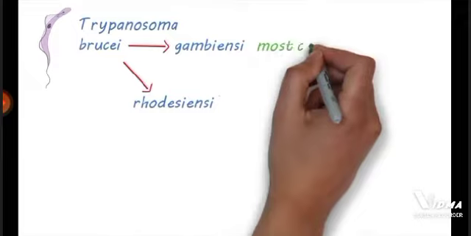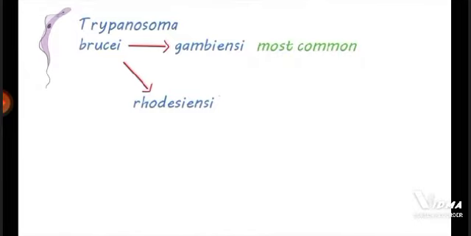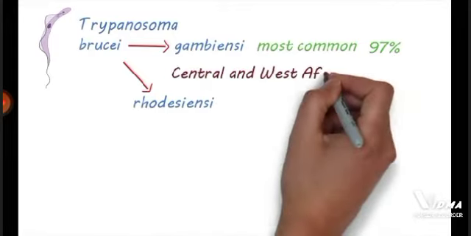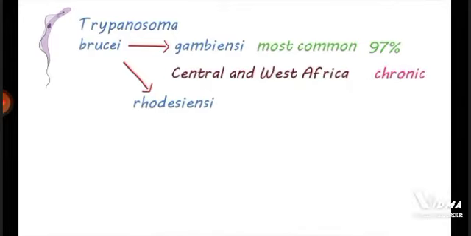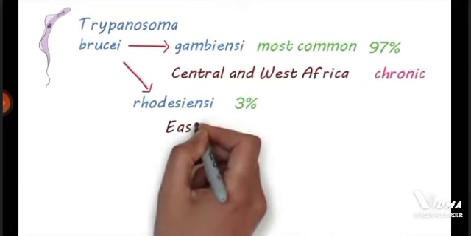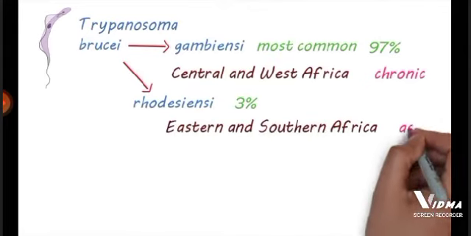Gambiense is the most common form of African trypanosomiasis, accounting for about 97% of all cases. It's found in countries in Central and West Africa and tends to cause the chronic form of disease. Rhodesiense accounts for about 3% of cases, occurs in countries in Eastern and Southern Africa, and causes a more acute infection.